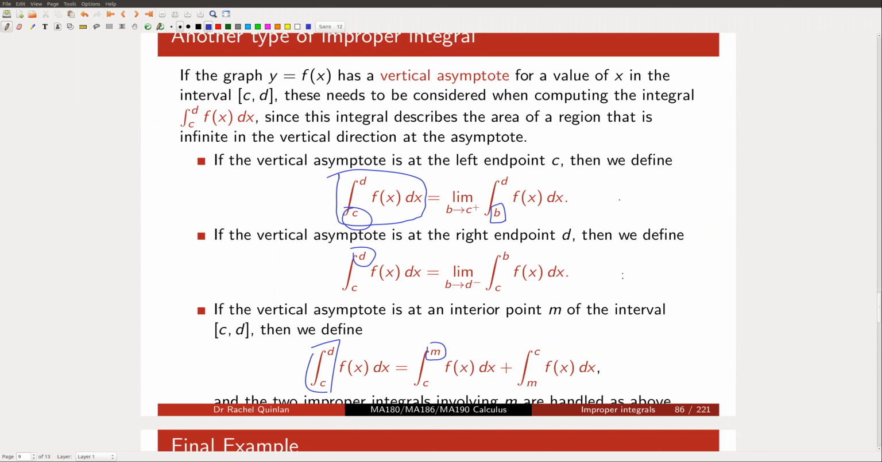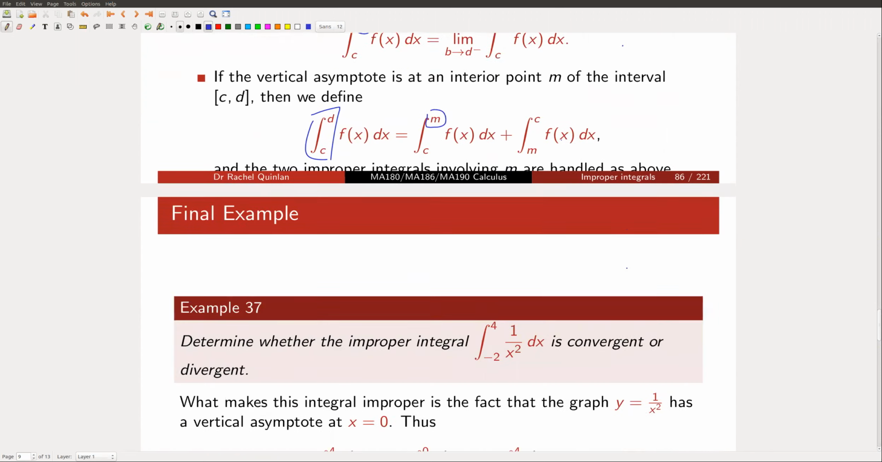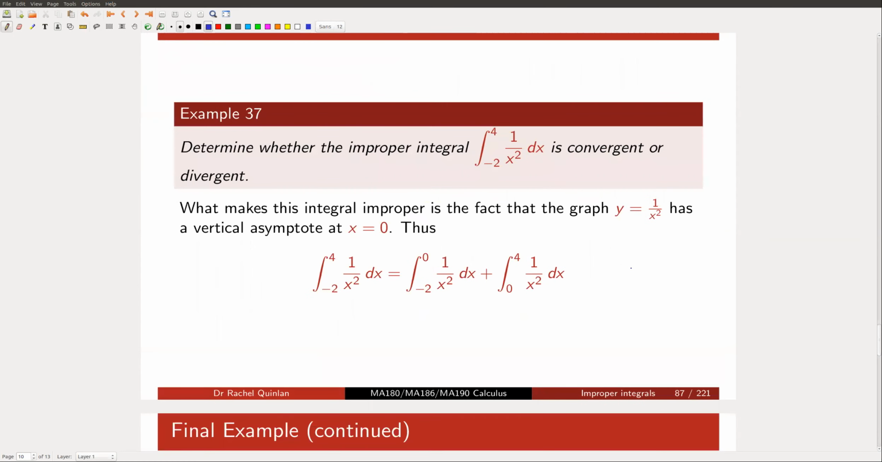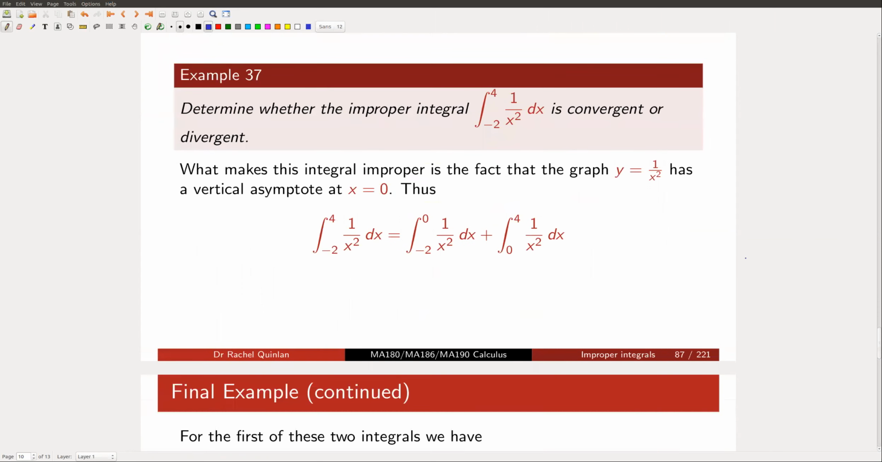I think this probably makes more sense after we look at an example. So let's look at an example. Supposing you were presented with the problem of deciding whether this improper integral from minus 2 to 4 of 1 over x squared is convergent or divergent. So the first question you might ask yourself is, what's wrong with that? What's improper about it? Well, what's improper about it is that 1 over x squared is not defined at 0, and 0 is in between minus 2 and 4. So the picture's like this.